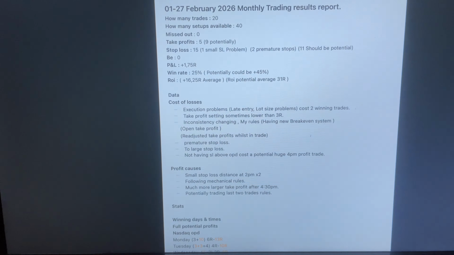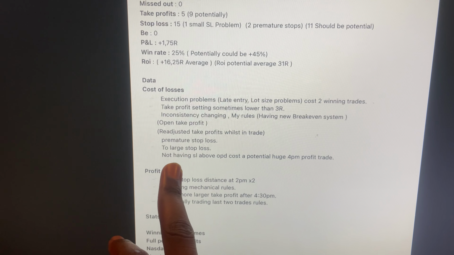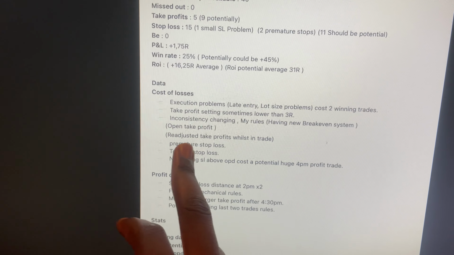And it did even come into my trading because, for example, I said I had a large stop loss, and then next thing I had a small stop loss, which was premature. I was changing my rules a lot, right? My rules for stop loss. Oh, I'm going to have it there. I'm going to have it there. I'm going to have it there. And that affected me even in my results.